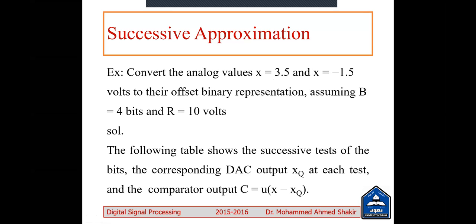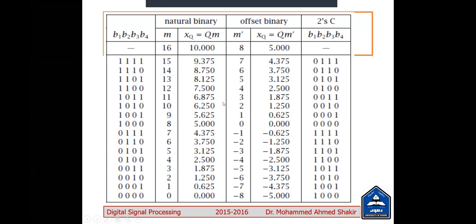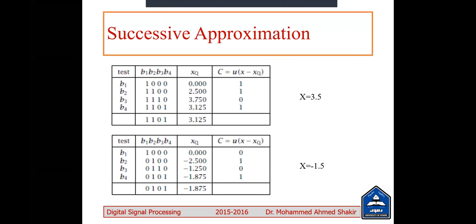We have positive and negative values. Convert volts to their offset binary representation, assuming B equal to 4 and R equal to 10 volts. So directly, you make use of this table. In the solution of this example, this table is already supplied for R equal to 10 and B equal to 4 bits. So easily you can make use of this table to determine the output for this example.